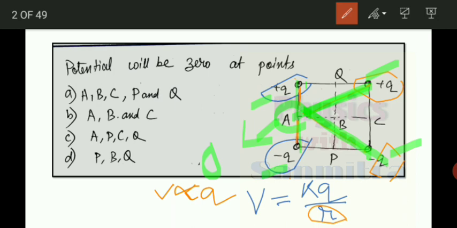So A is there in options A, B and C. So option D is eliminated because A is not there.